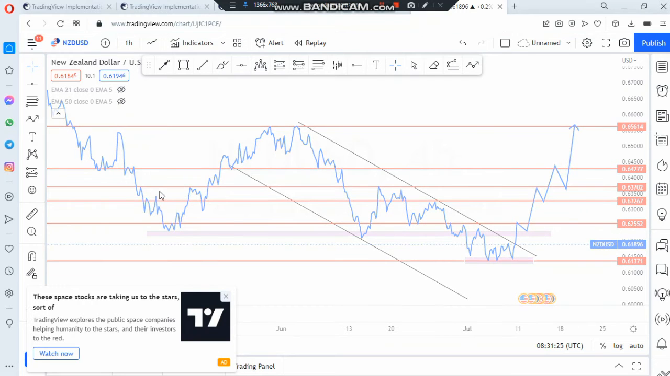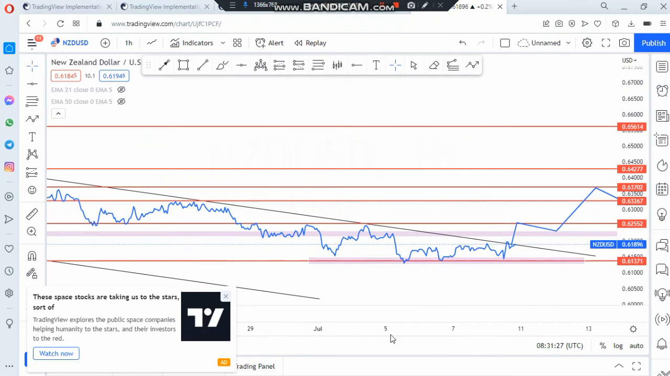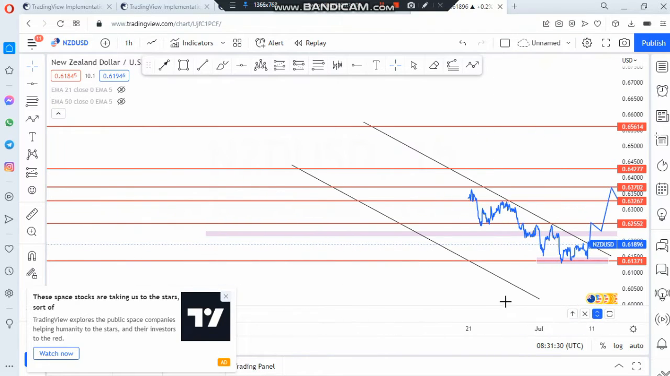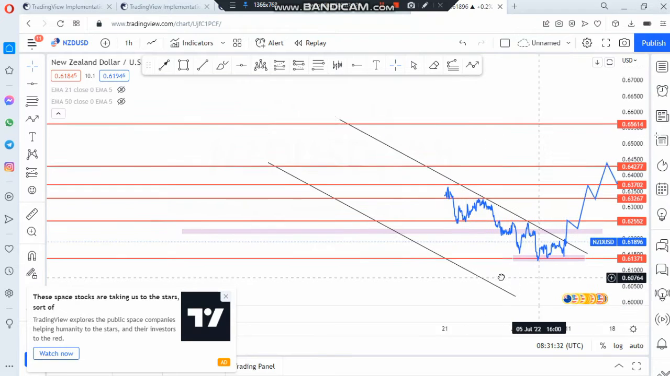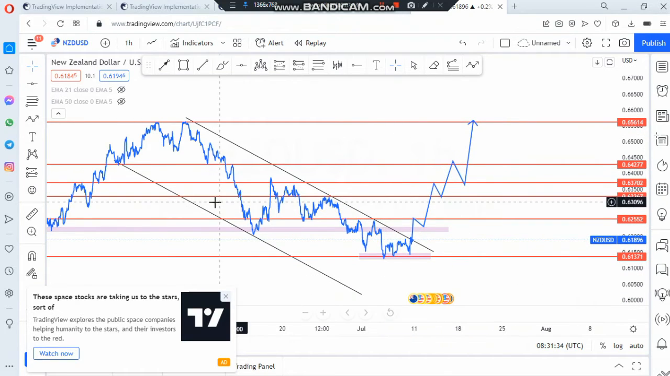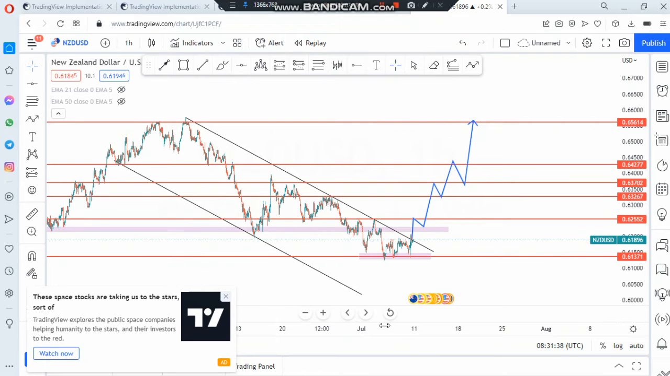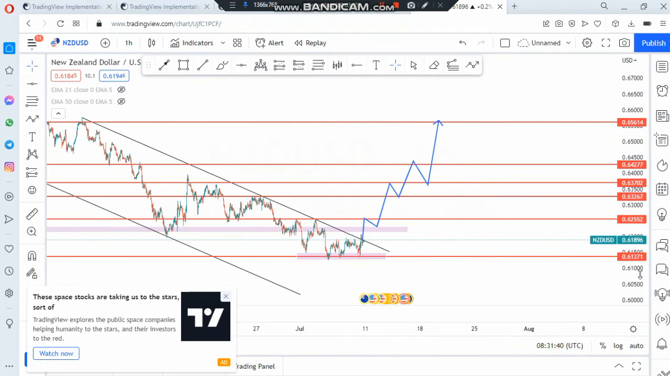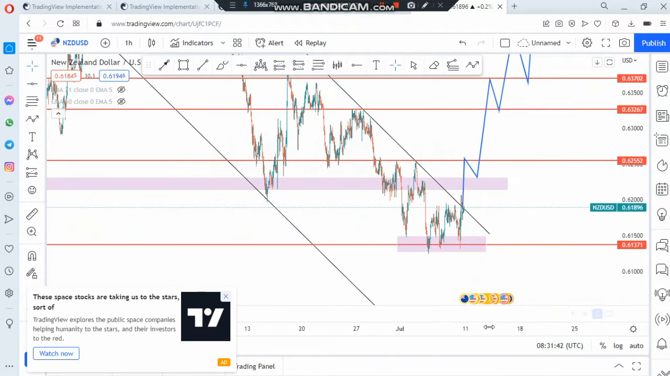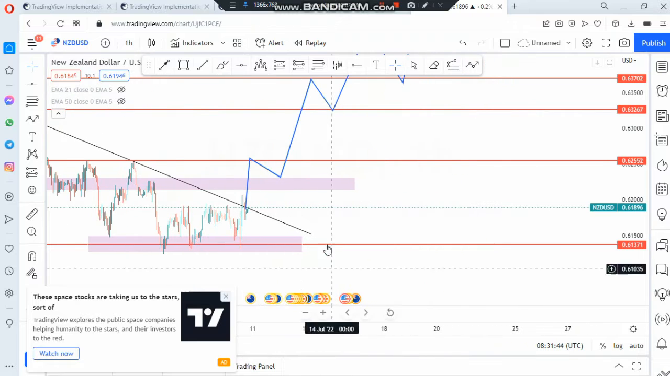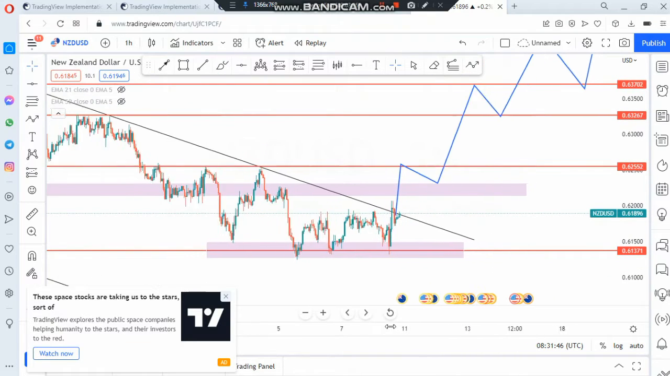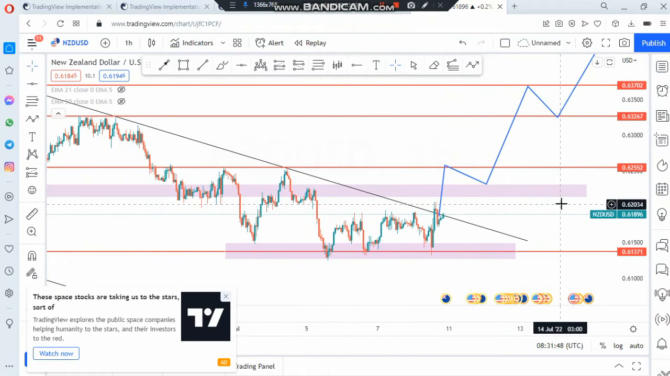But let's see what may happen in our 1-hour time frame. The 4-hour time frame is a bigger time frame. So this is what we have on the 1-hour time frame, guys. As you can see, let me zoom it out a little bit. This is what we have. This is where we are right now.